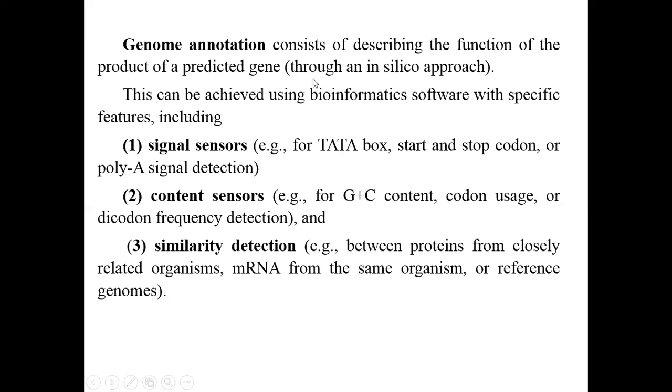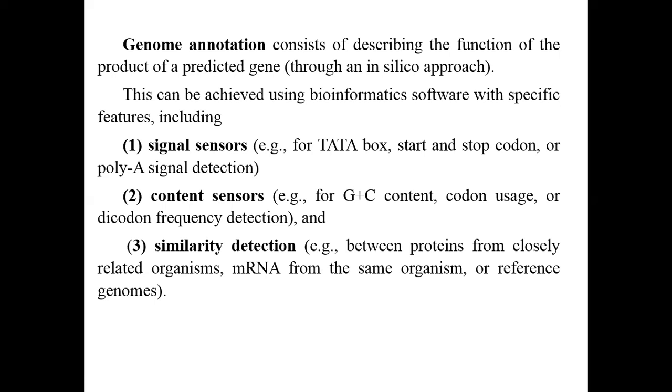Now an example of how bioinformatics software is helpful in annotating a genome. As I told you in the previous slide, there might be some sequences of unknown function. In order to understand what their function is, we do gene annotation using computer software. There are three main points of gene annotation. We can use signal sensors, again an in silico approach using software, where we identify the TATA box, start codon and stop codon of that gene, and Fourier signal detection. Then content sensors, where in a particular gene of unknown function we identify GC content or codons.